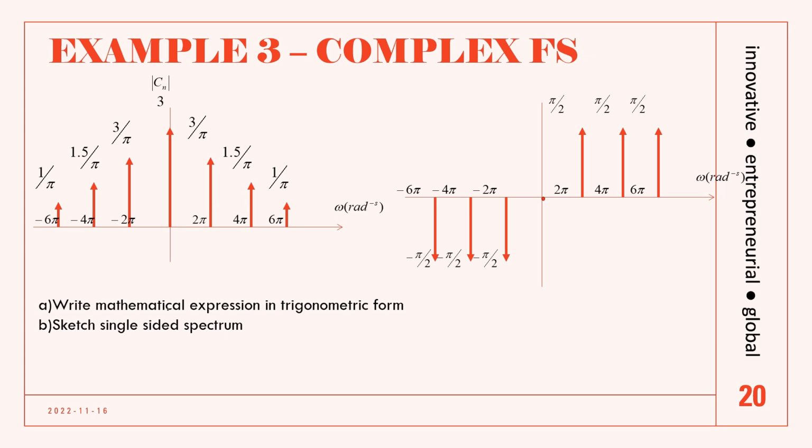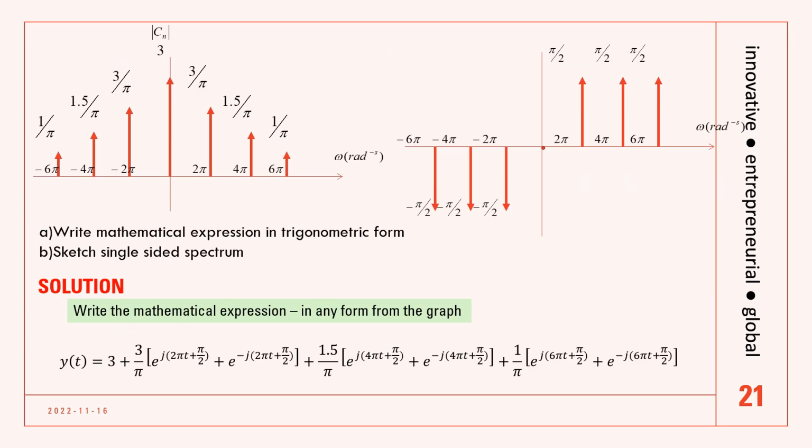The question asks: write the mathematical expression in trigonometric form, and then sketch the single-sided spectrum. So now let's try to solve this question. For the solution, the first thing you need to do is write the mathematical expression from this spectrum that has been given to you.